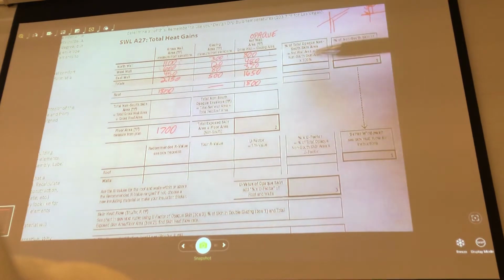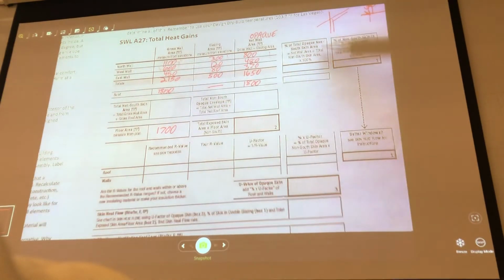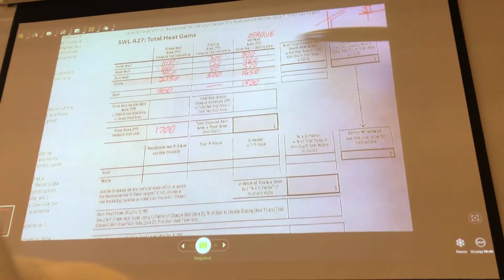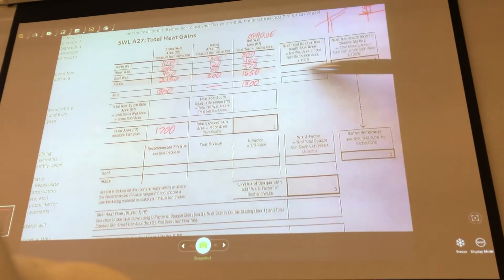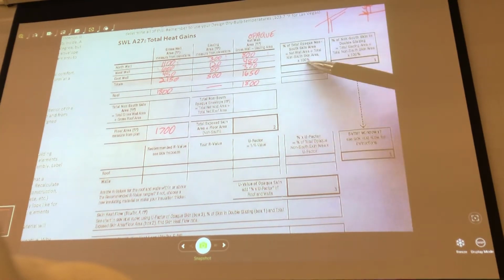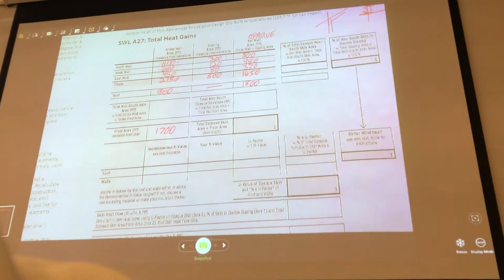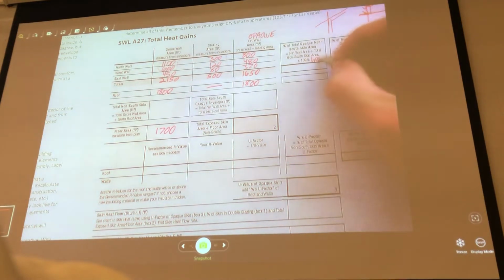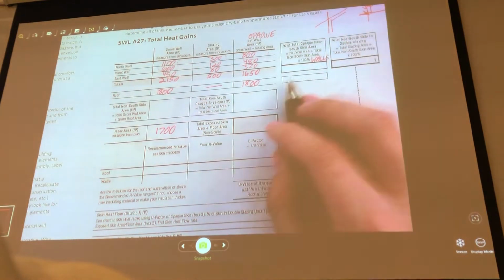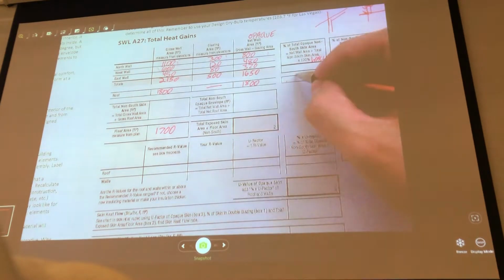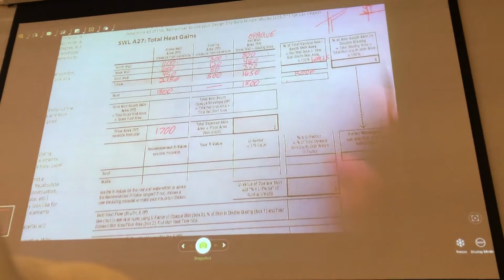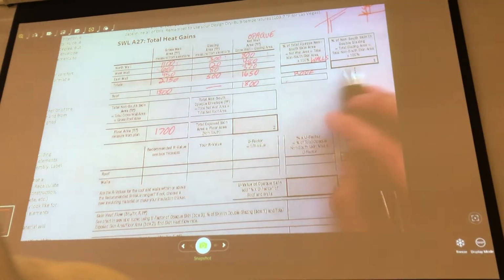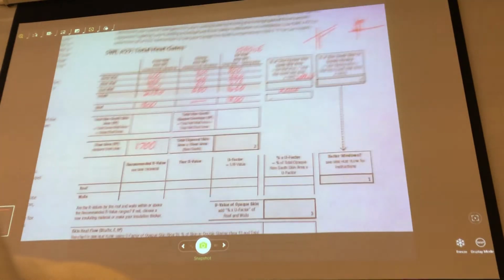Now I need to figure out what my overall opaque non-south skin area is. This would be for the walls. We also need to figure out what our percentage is for the roof, and what our overall percentage is for our glazing. Again, we're just looking at everything that is not south.